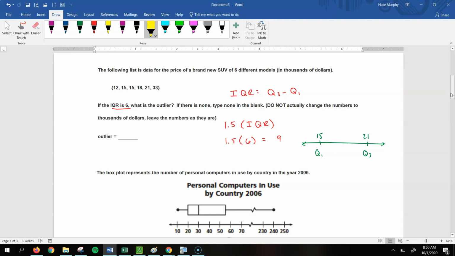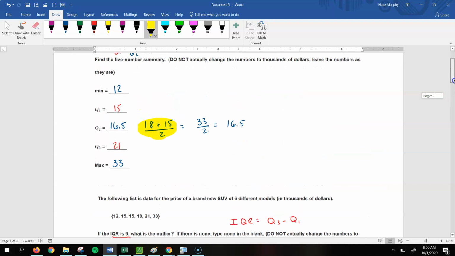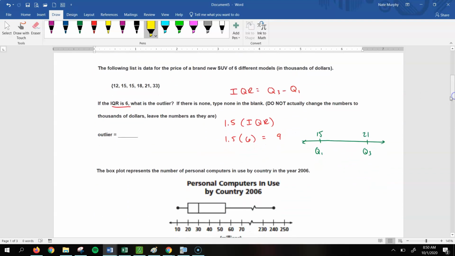Now in this scenario, I gave you the IQR. Just know that if you ever need to find the IQR on your own, you would take your Q3 minus your Q1, which if you look back up here, if we take 21 minus 15, sure enough, we get 6. That's how we find the interquartile range, is what that's called.